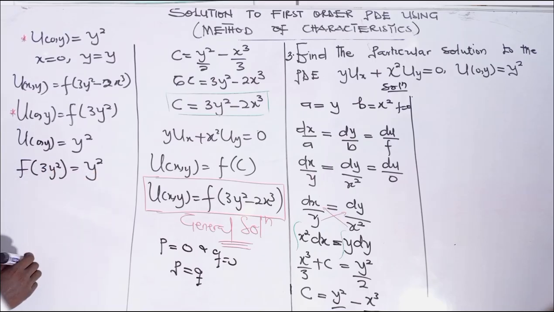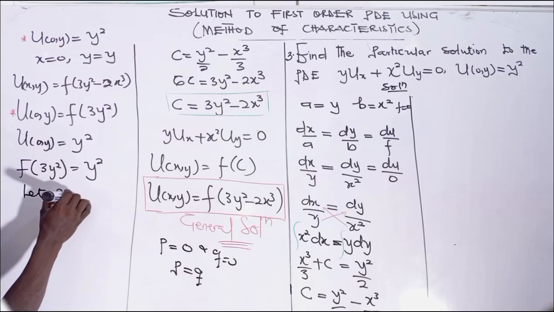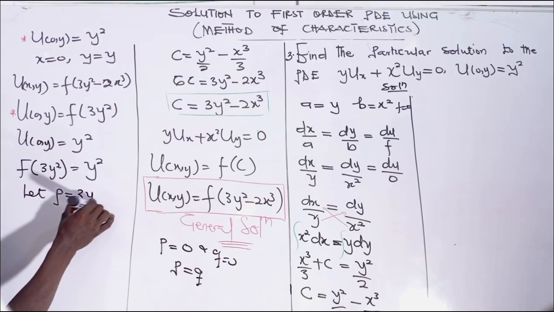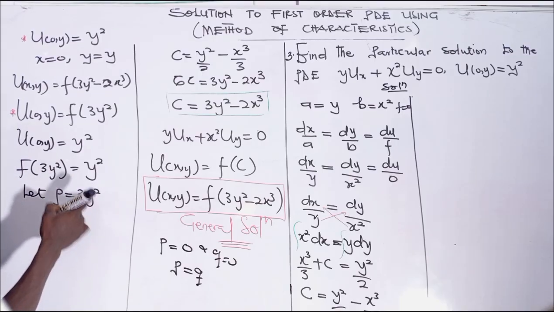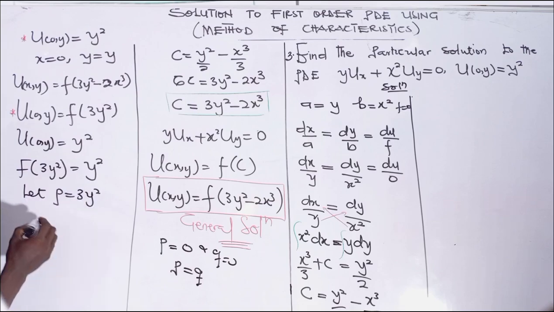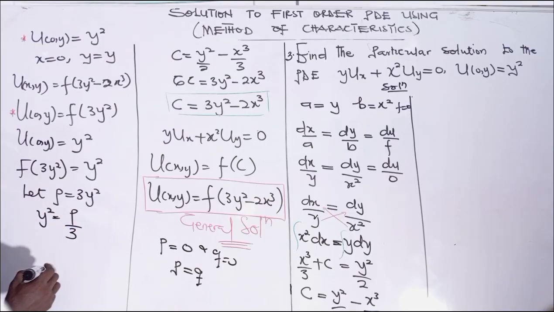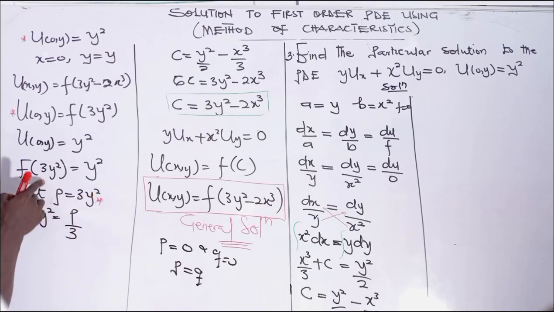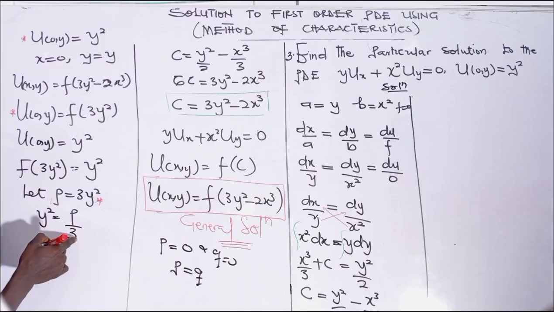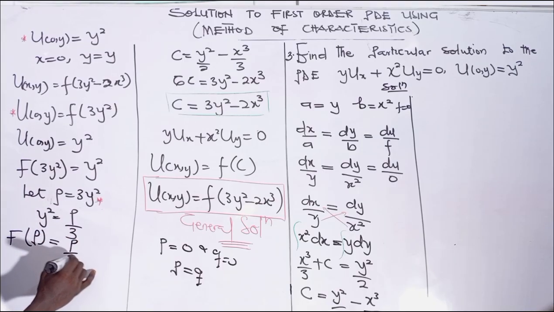So what we are going to do here is to let any variable represent what is in the function. So we let p be equal to what is in the function, that is 3y squared. Then since we have y squared here, we can make y squared the subject. So y squared will be given as p all over 3. So it means that wherever we see 3y squared, we can plug in p. And wherever we see y squared, we can plug in p over 3. So let's continue from there. So we have f of p is equal to, now we said that y squared is also equal to p over 3. So we have p all over 3.